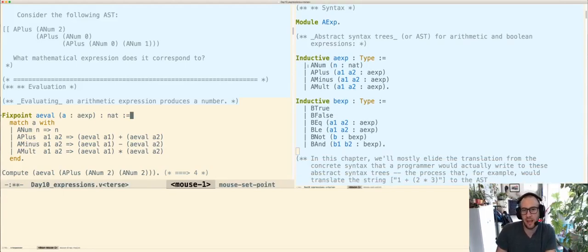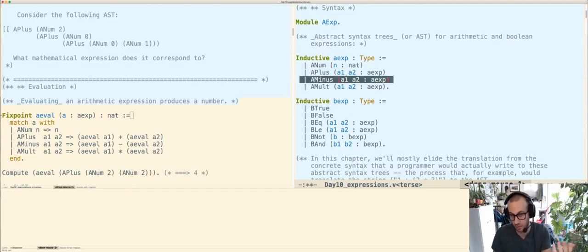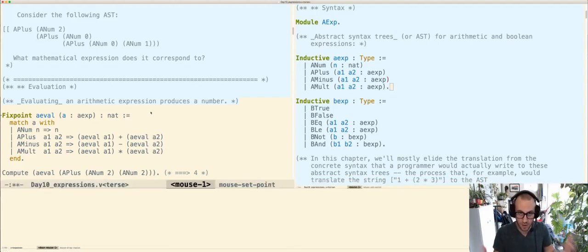When we define these, I gave the intuition saying, oh, this represents a number, this represents the sum of two numbers, or the sum of two expressions. This is A1 minus A2, this is A1 times A2. To make that real, we have to define a semantics. Here, semantic just means having to do with meaning. So we'll define an evaluator, an interpreter, a function that takes an arithmetic expression, and returns a natural number.